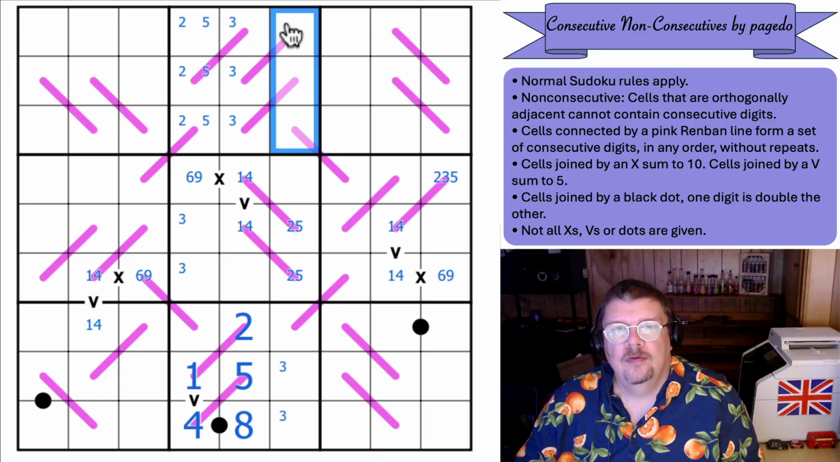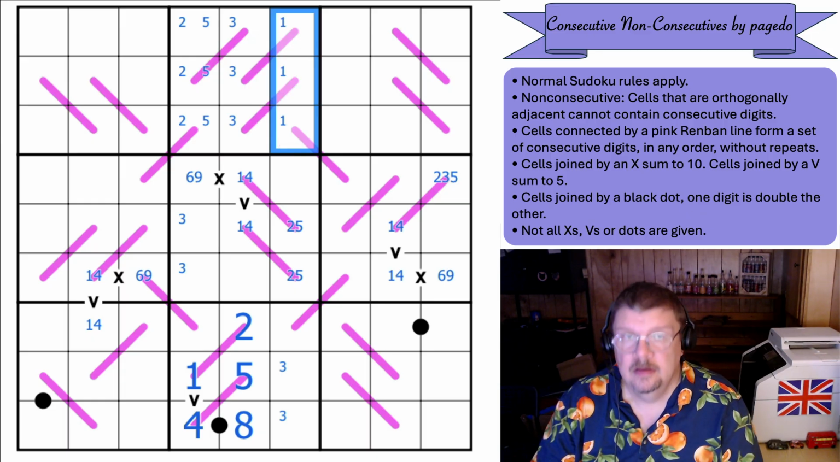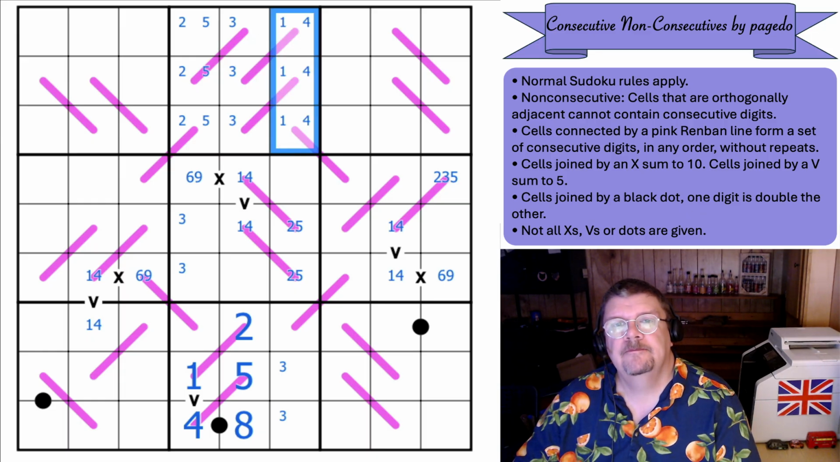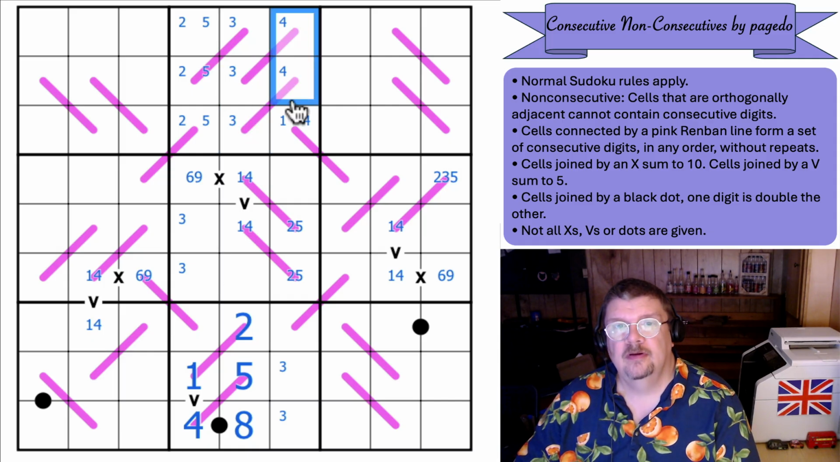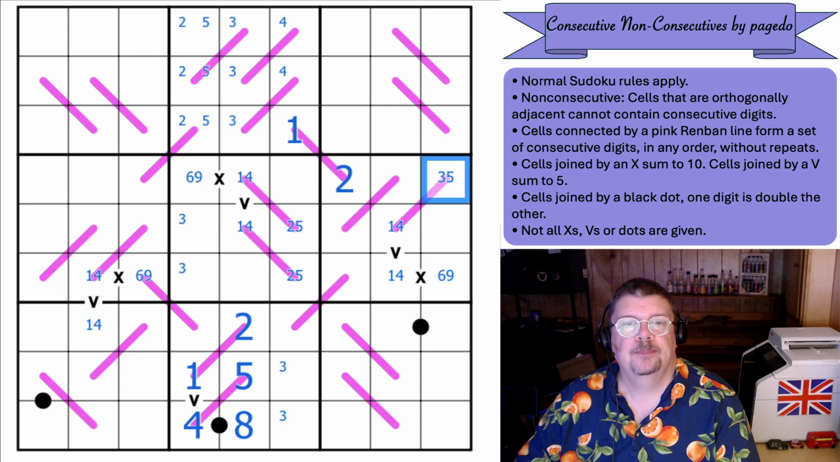1 and 4 must be in those three. But neither of these can be a 1 because that would force that to be a 2, and we already have a 2 in the column. So those can't be a 1. This is now a 1. This is a 2. That means that that is not a 2.